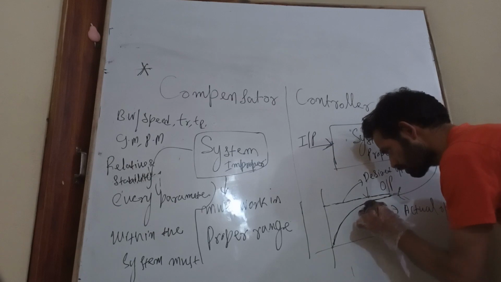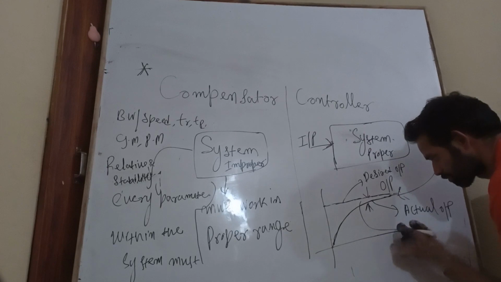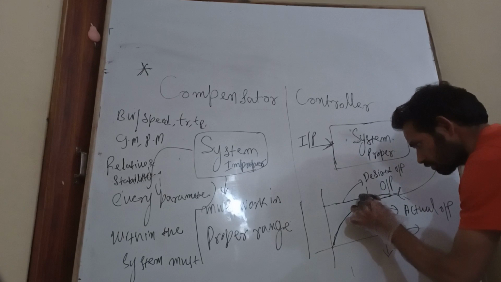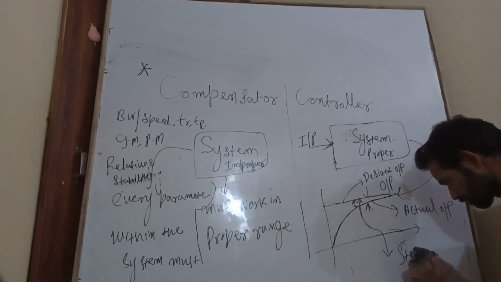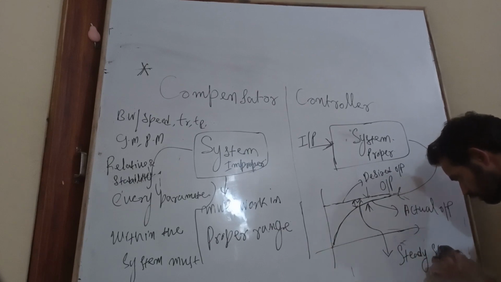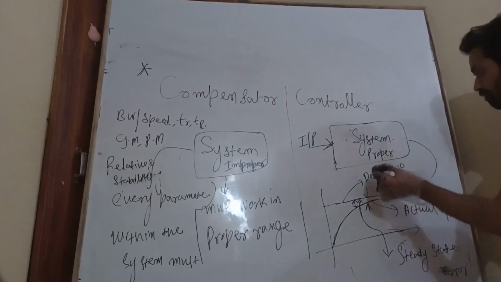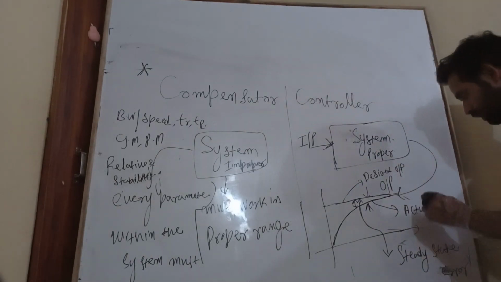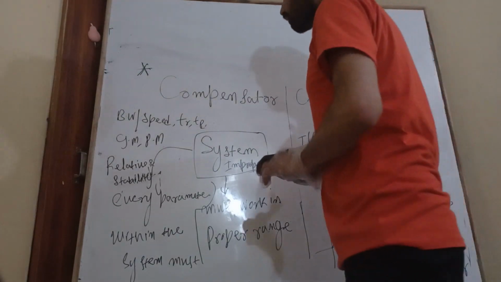The difference between these is the steady state error. So steady state error is nothing but the difference between the desired output and the actual output. Therefore, in order to reduce this steady state error, we require a controller.